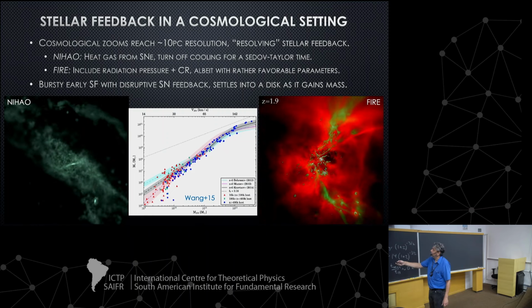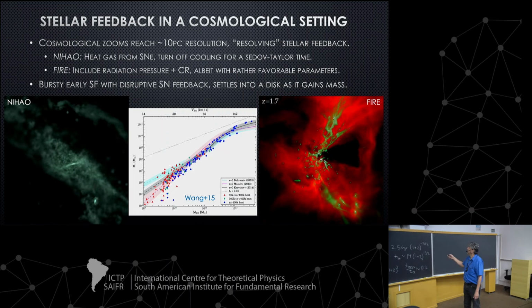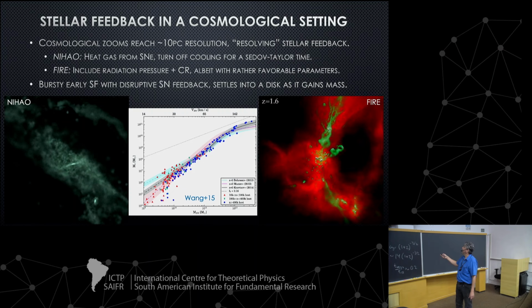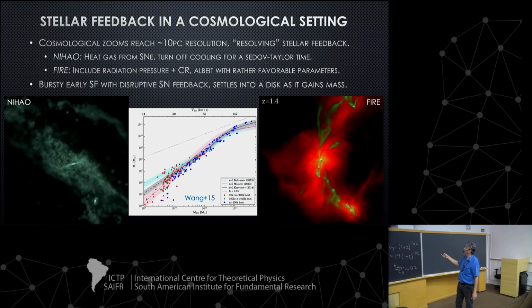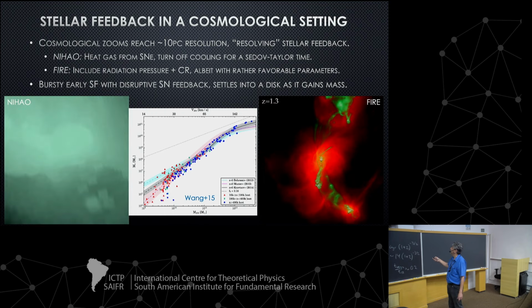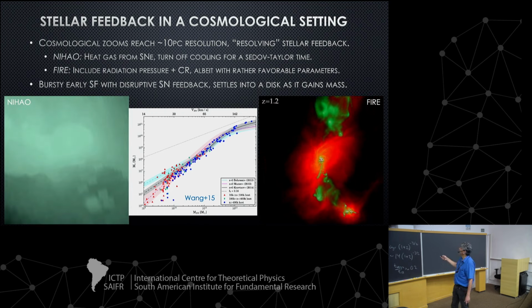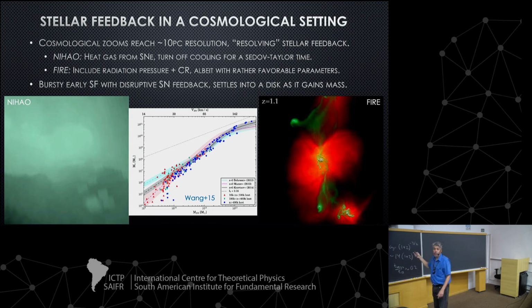By late times here, you form a nice disk in this model. But here, still at redshift 1.5, you're barely forming any kind of bulge or anything like that, or even that much ordered rotation, so on and so forth. And only at redshift 1 do you start to, and you can still see the supernovae going off.